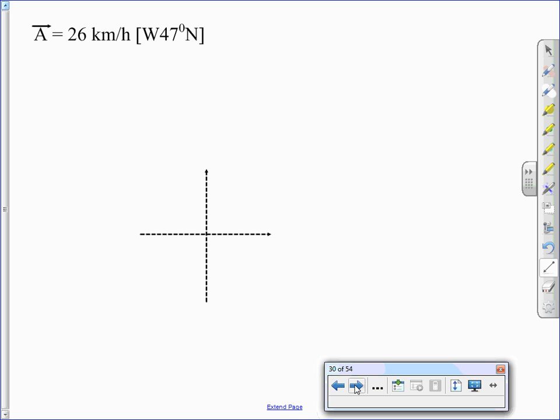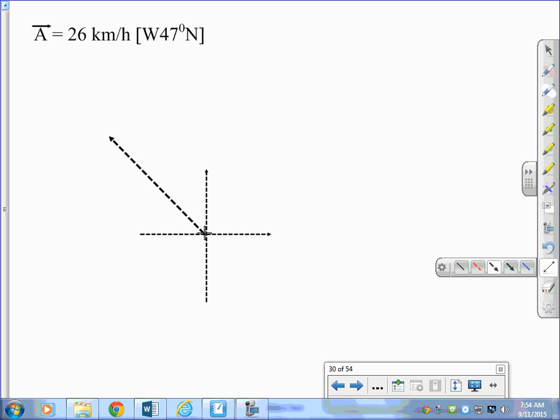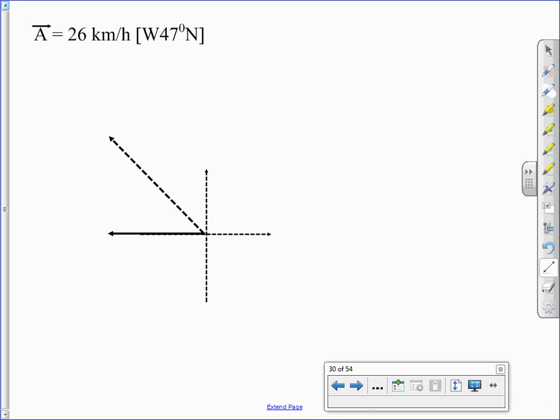So I'm going to draw this one. It's going west 47 degrees north, so somewhere here. And that is a northwest vector or a west-north vector. So that means that I can split it up into 2 parts. One vector that's going west, and then one that's going north, and that creates a 90-degree triangle.